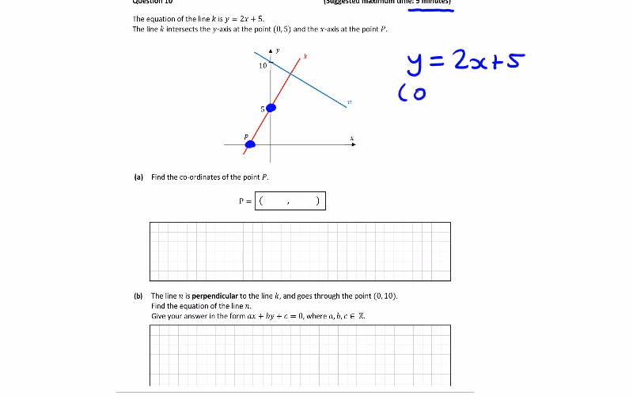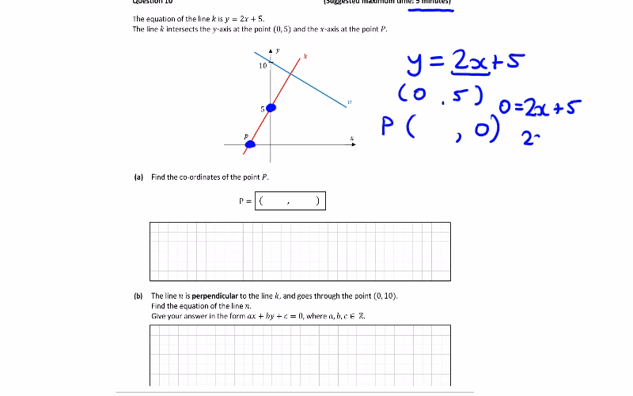Well, when x is 0, we'll get the y-intercept, and you can see if you cover over 2x, you'll be left with y is equal to 5. That's the point (0, 5). Now the point P is the x-axis intercept, when y is 0. So if y is 0, we're going to be left with 0 equals 2x plus 5.